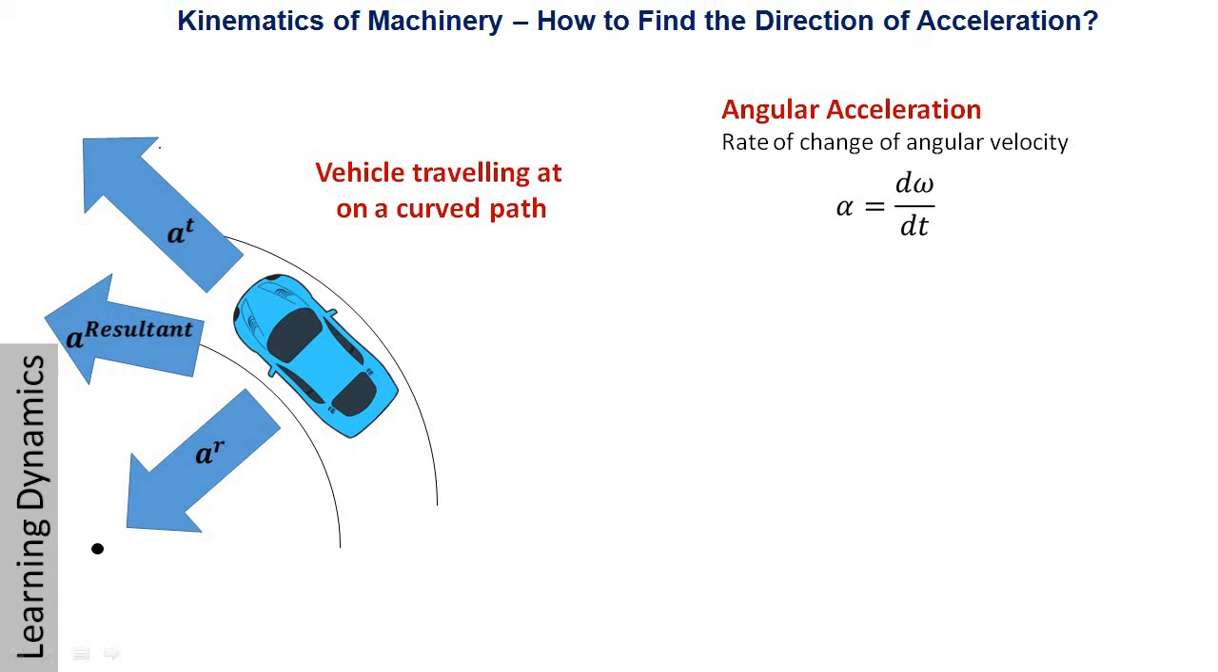The first one is angular acceleration. This is the rate of change of angular velocity. We are familiar with the angular velocity omega. The rate of change of angular velocity is called angular acceleration, and it's given by the symbol alpha.